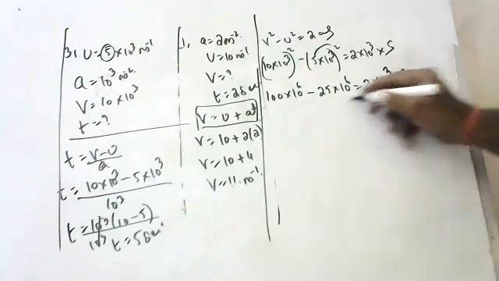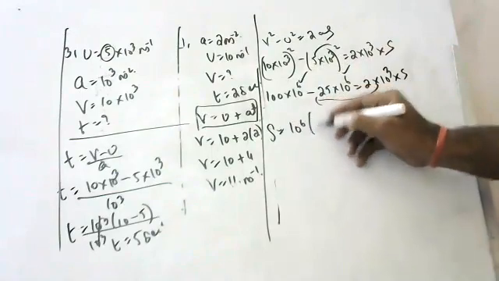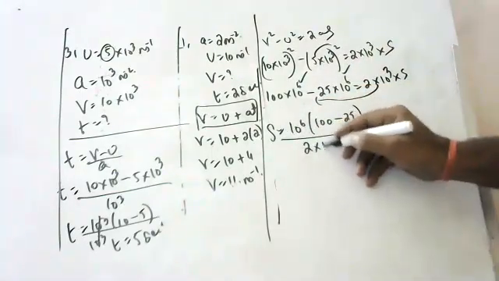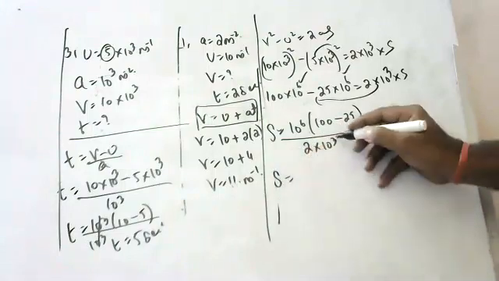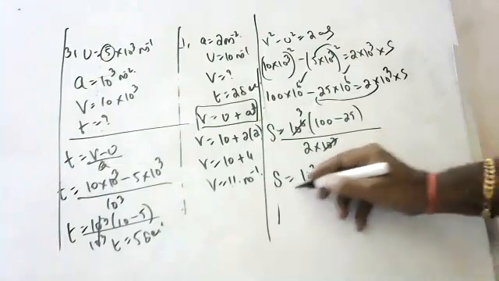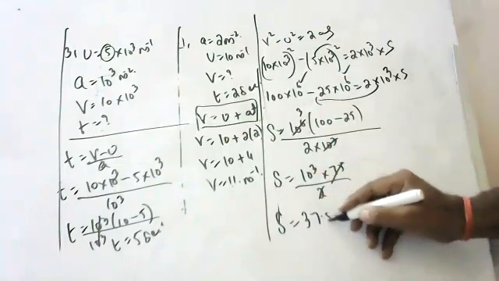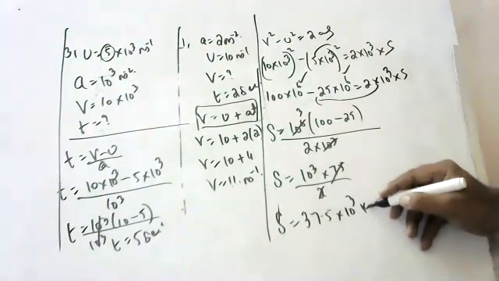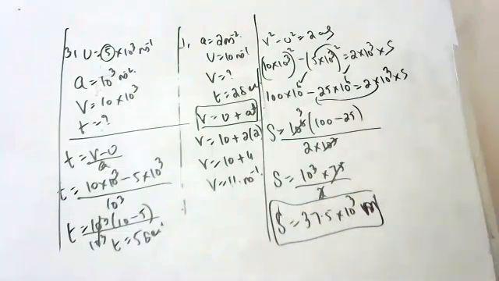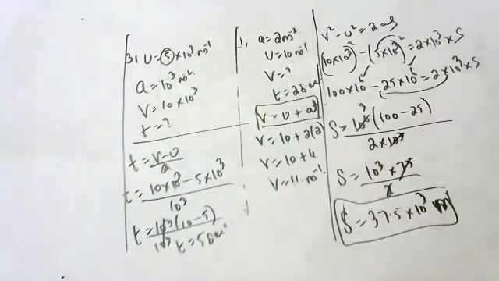Divided by 2 into 10 to the power 3 into s. So take 10 power of 6 common. 10 power 6 into 100 minus 25, by 2 into 10 to the power 3. That is 10 to the power 3 into 75 by 2. So this s is equal to 37.5 into 10 to the power 3 meters. Yashasvi, are you there? Yes, sir. Next.